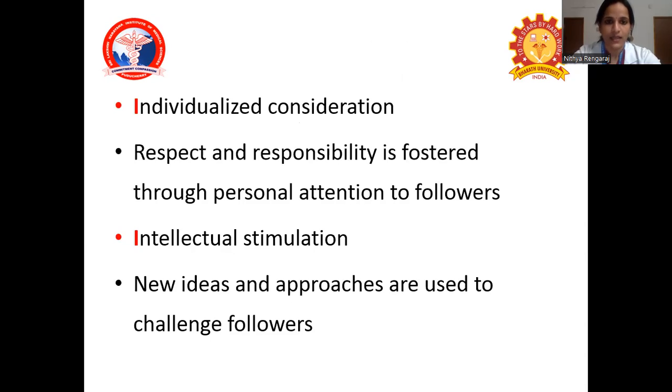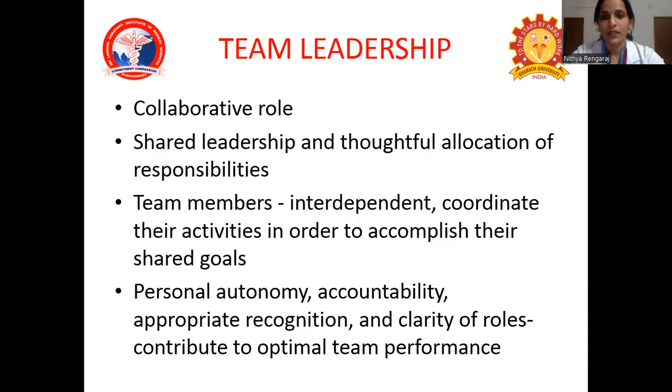Individualized consideration, that is, respect and responsibility are fostered through personal attention to the followers. Intellectual stimulation, that is, new ideas and approaches are used to challenge the followers. So there you don't give predetermined outcomes, you only challenge them with everyday new approaches. These are the two broad classifications of leadership, that is transactional and transformational. To sum up, transactional is authority based with predetermined outcomes, whereas transformational is more about motivating and inspiring the team members to do something more innovative.